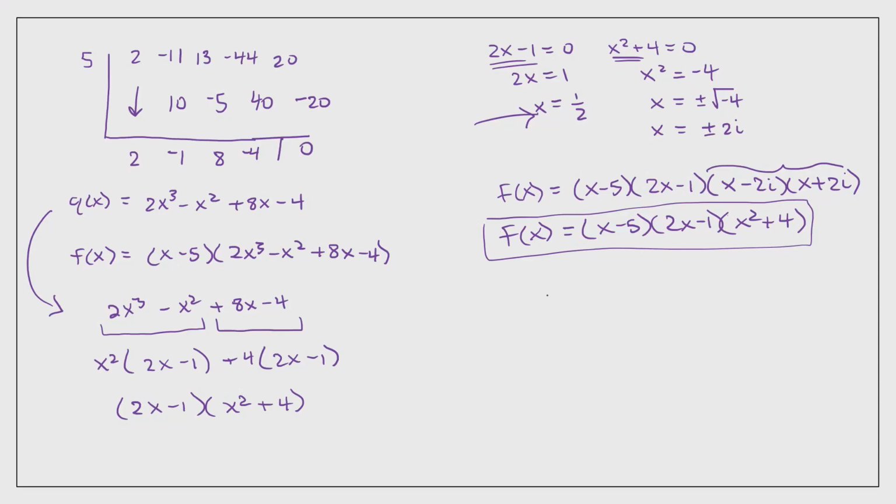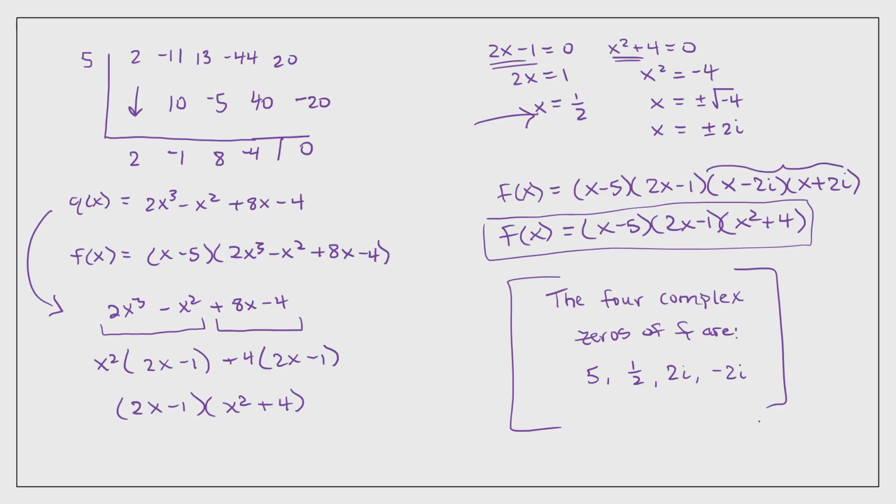All right, and just to conclude this problem, let's state the 4 complex zeros of f. They are 5, 1/2, 2i, and negative 2i. So those are the 4 complex zeros of our problem. Excellent. That concludes section 3.4.